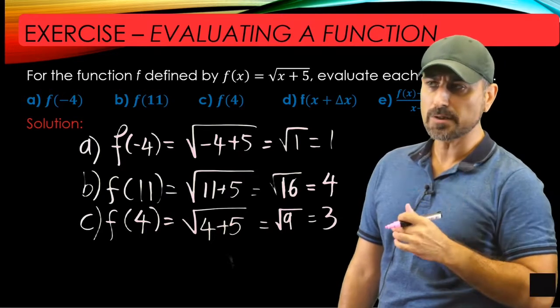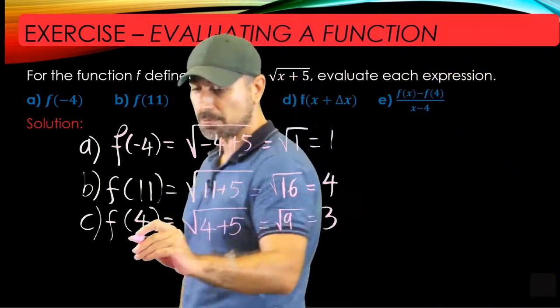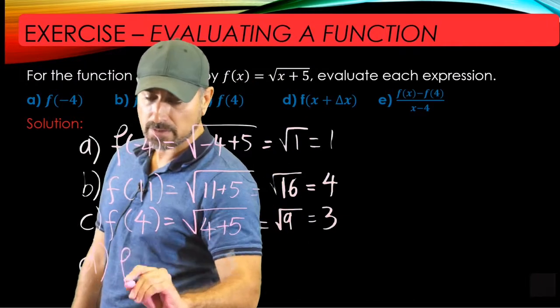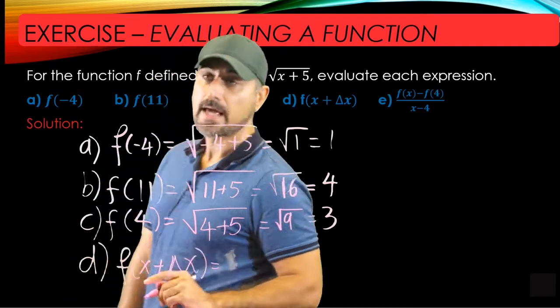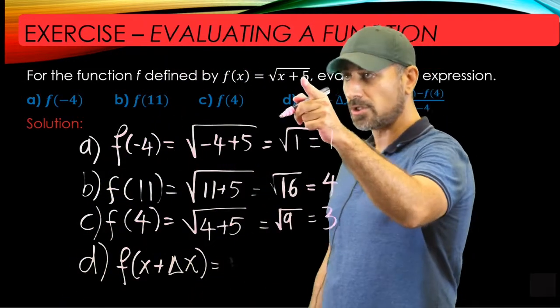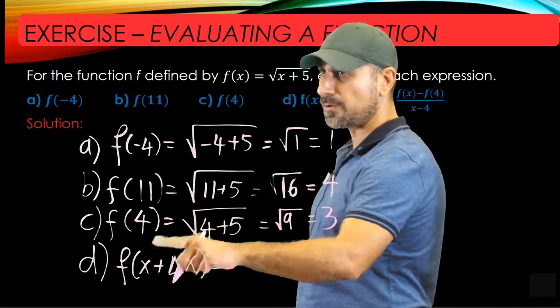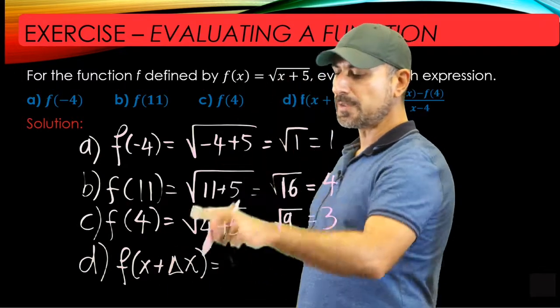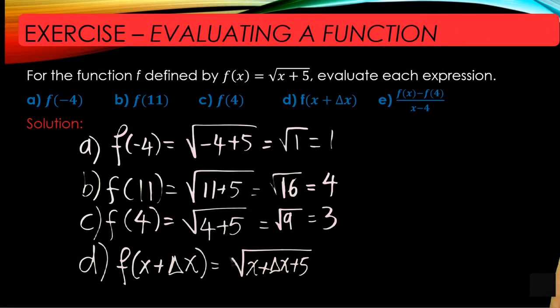Part D is slightly different because there's no number provided to you as an input, but it's just a variable. So we're going to follow the same way to handle this problem. This time we're going to replace x here by this input, which is x plus delta x, the full thing. Whenever I see x here, I'll replace it by this input. And that's the image of x plus delta x.